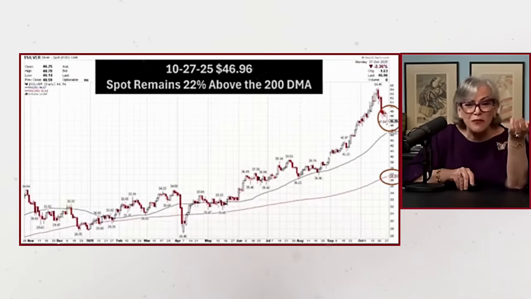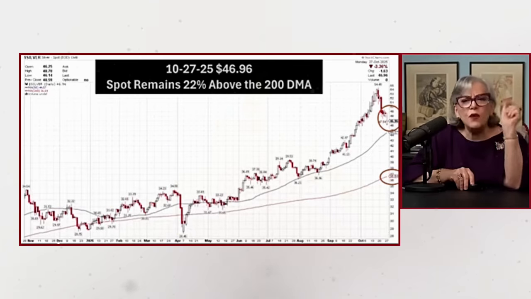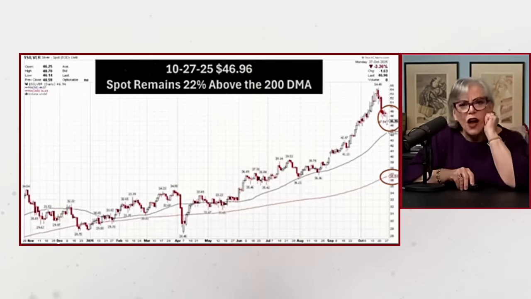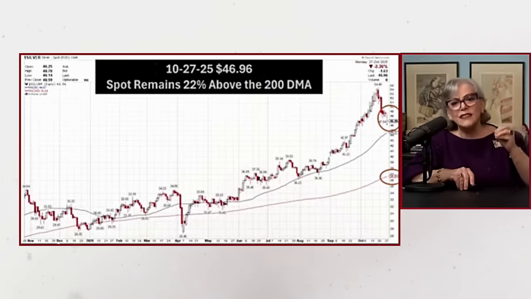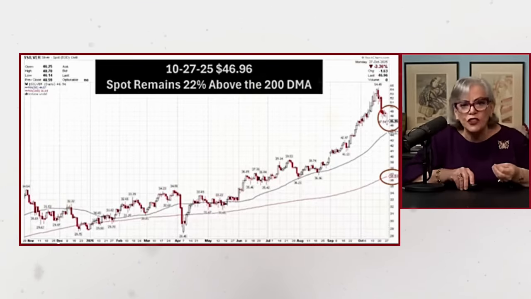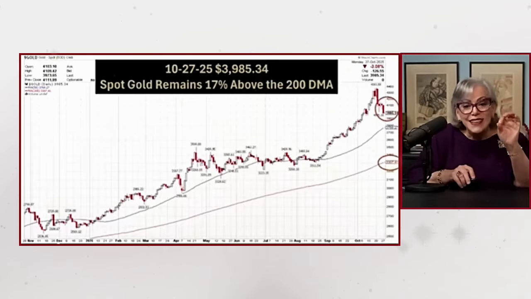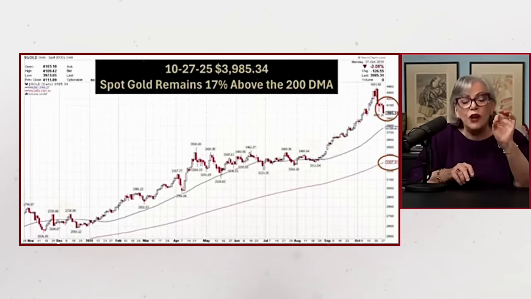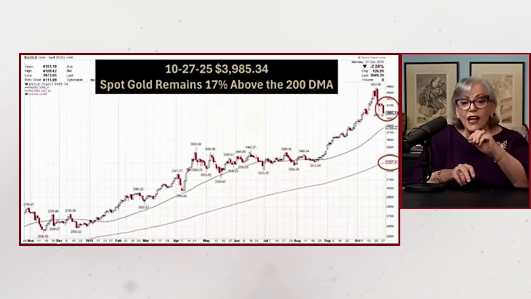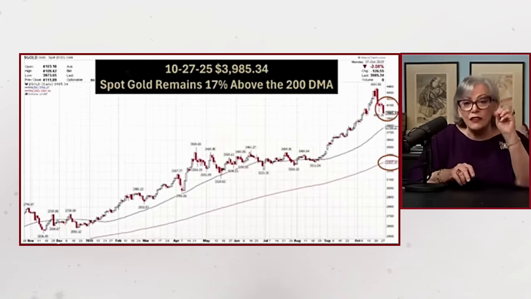Because we're seeing the same thing in all of the markets. Why? Maybe we're in the melt-up phase that I've been talking about, which is the last phase before the crash. So here's the spot gold chart, and it is still 17% above that 200-day moving average. But like spot silver, the price is currently above both the 200-day moving average and the 50-day moving average.